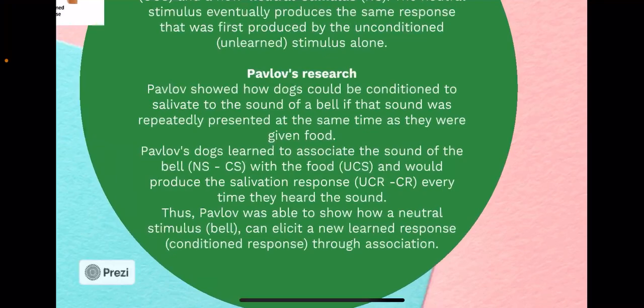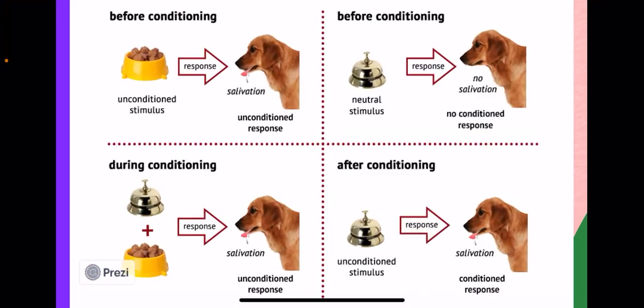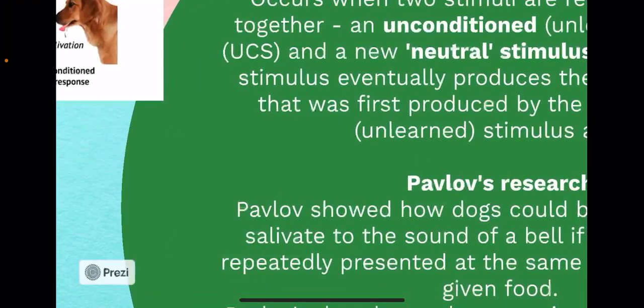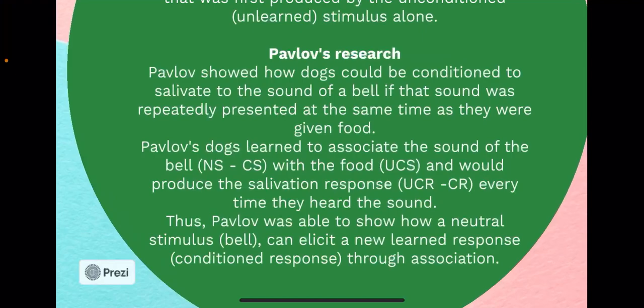Pavlov was able to show how a neutral stimulus, the bell, can elicit a new learned response, a conditioned response, which was salivation, through association. So obviously, describing Pavlov's research there's a lot of words. So if you wanted to use the diagram, you could put that diagram into the formula and the equation that we've discussed previously, and you could use that to help you when you're revising. And you can use that to help you when you're writing it out in the exam as well.